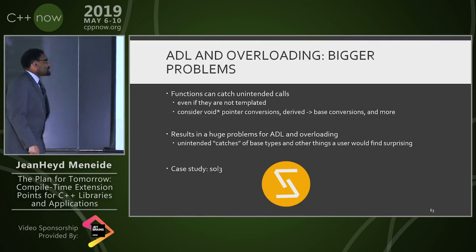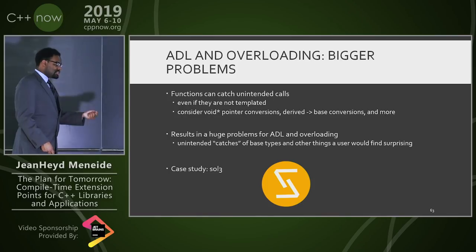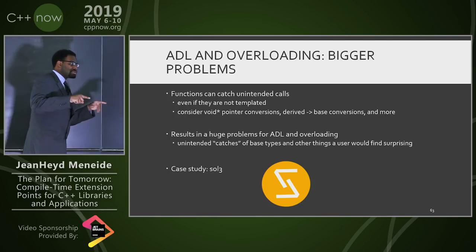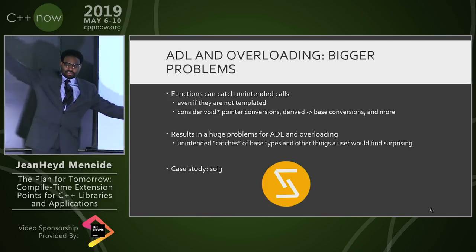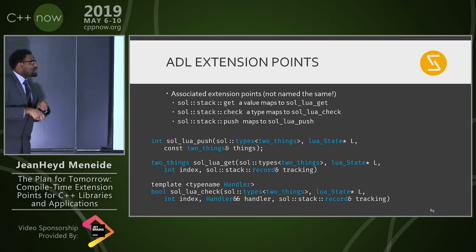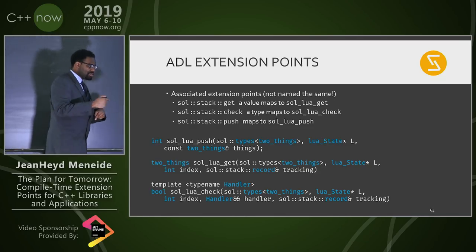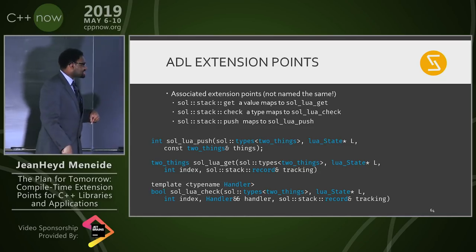So it's just the idea that you can catch things that you didn't intend. And when it comes to ADL, there are also other surprises that are not necessarily related to catching functions outside of your namespace, but also with just your own extension points. I'm going to talk a little bit about some of the ADL extension points. I am actually going to ship, despite all the horrible things I just said about ADL. I'm going to ship ADL extension points.